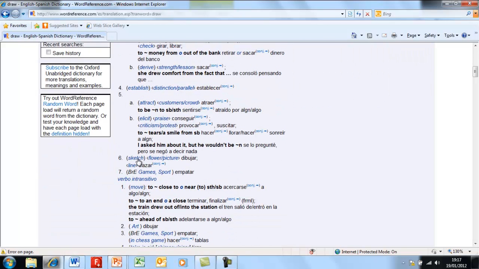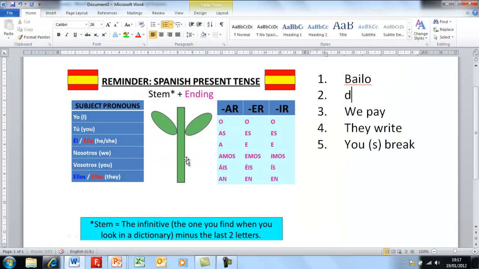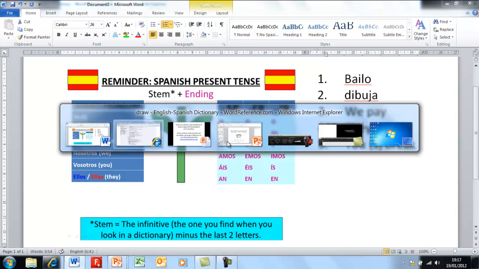Here we go. Sketch a flower or picture. Dibujar. So we type in dibujar. Now, we need to remove those last two letters. And then because it's an AR verb for she, ella, we need to add a. Dibuja. Next, we pay. Let's look up pay.